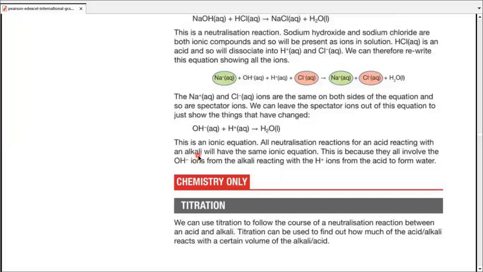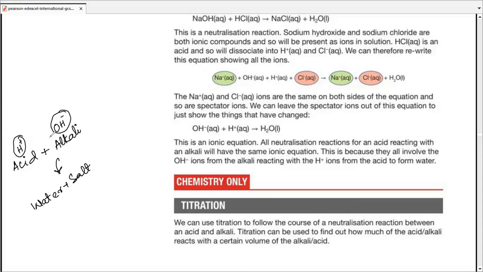Titration is actually to understand the course of a neutralization reaction. Don't forget, neutralization is when acid reacts with alkali, producing for us a neutral component, which is water, plus it also produces salt. Remember, H positive ions from the acid combine with OH negative ions from the alkali to form water. So what happens is that the negative part of the acid and the positive part of the alkali combine to form the salt.